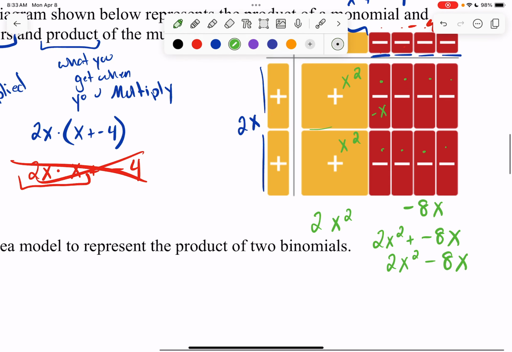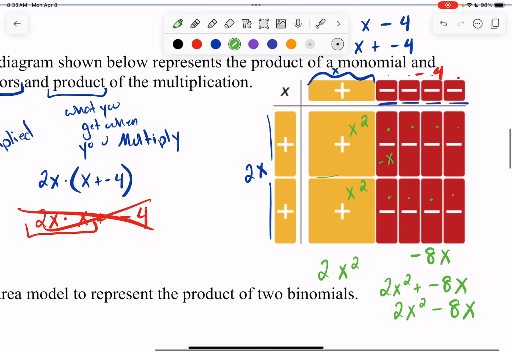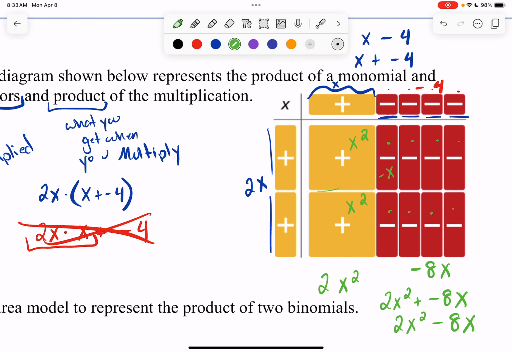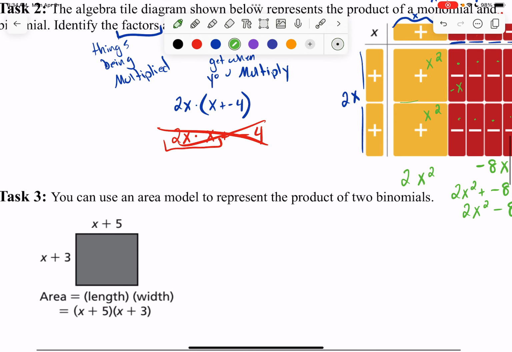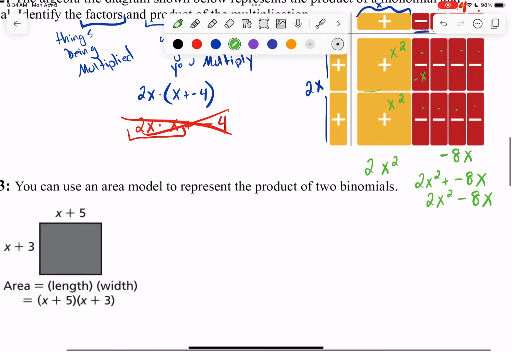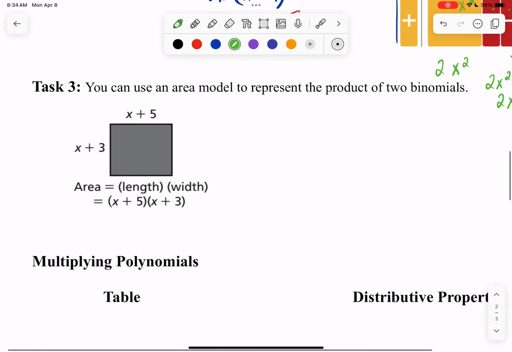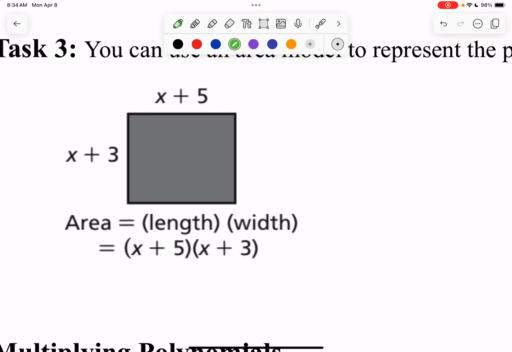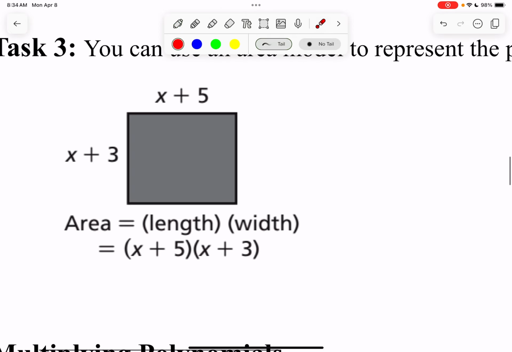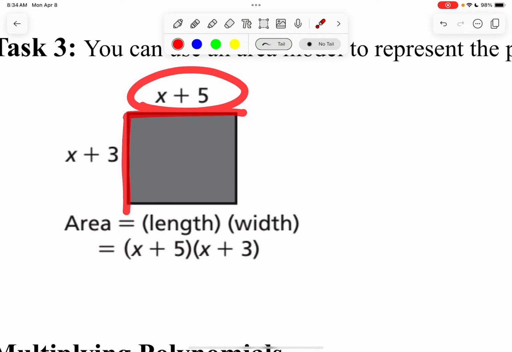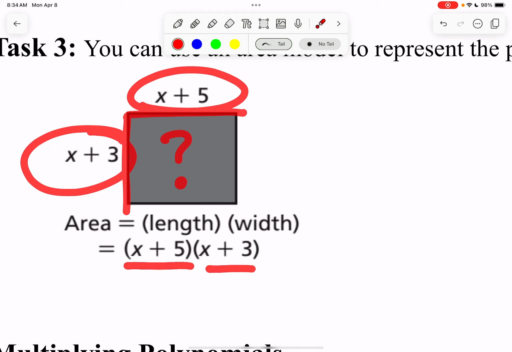Okay, that was using algebra tiles, just to get familiar with what they look like and how they work. I do have actual algebra tiles that we can get our fingers on if you'd like to. All right, so here we used algebra tiles. We can also use an area model to represent the product of two binomials. So here I have a rectangle, and this length is x plus 5, and this length is x plus 3. So the area inside would be the product of those two.